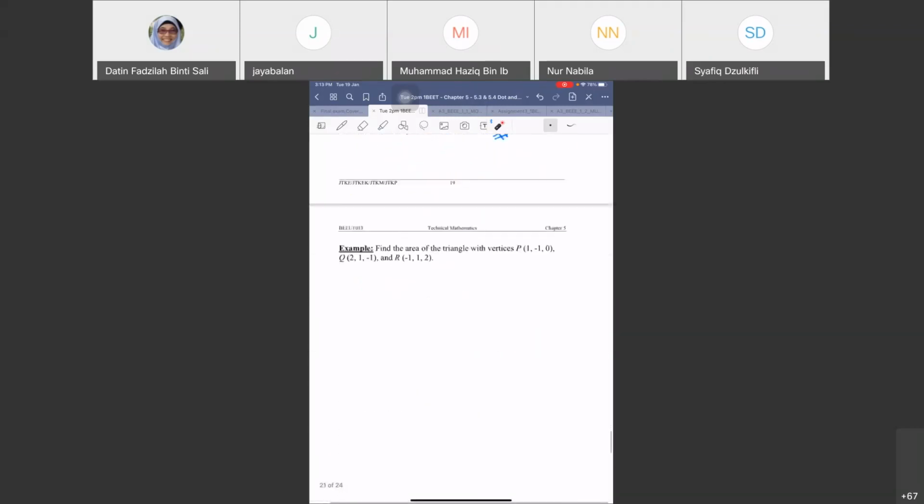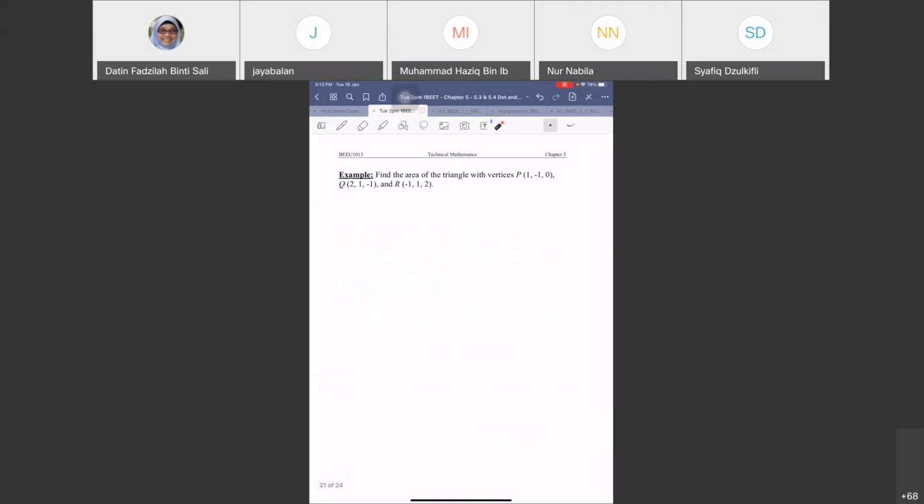Okay, let's look at another example. This time is to find the area of a triangle. This time you are given 3 points. Find the area of the triangle with vertices P, Q, and R.